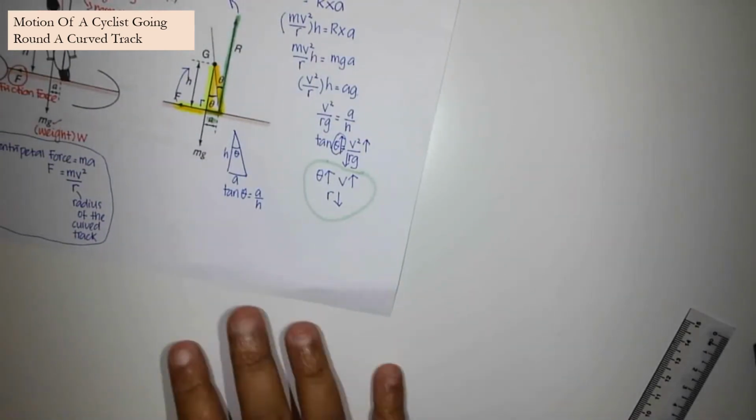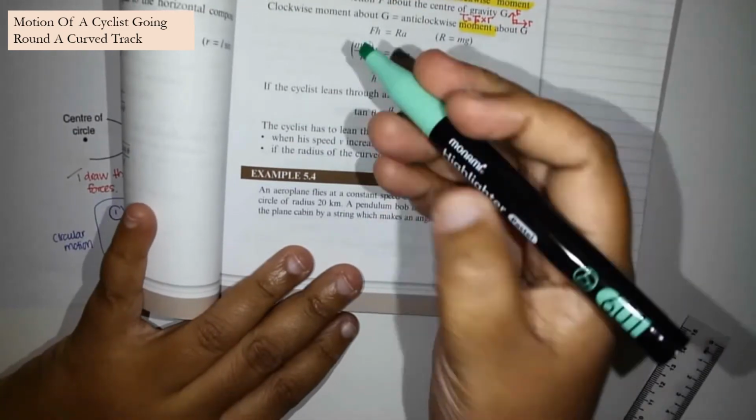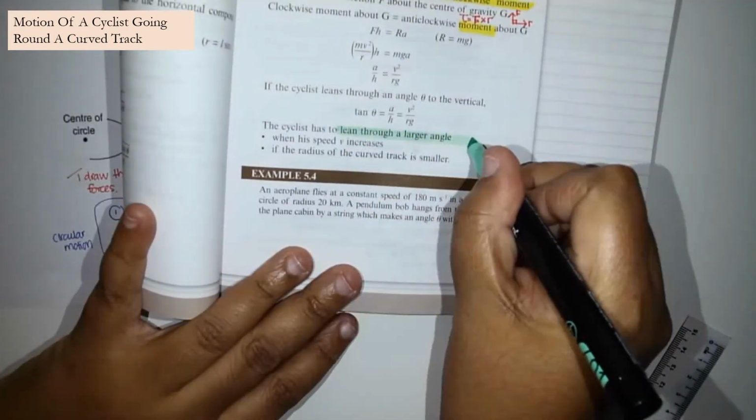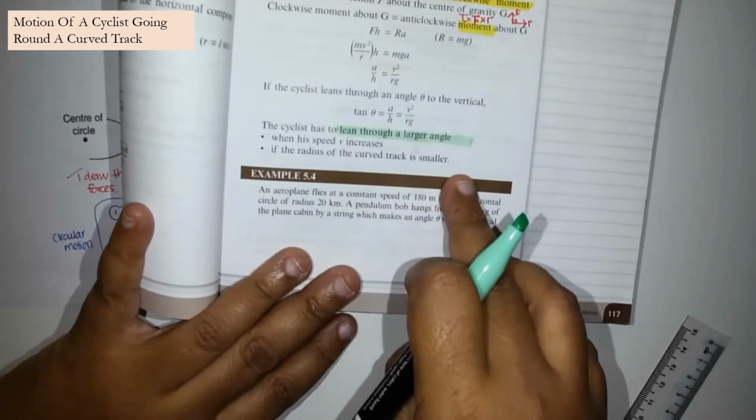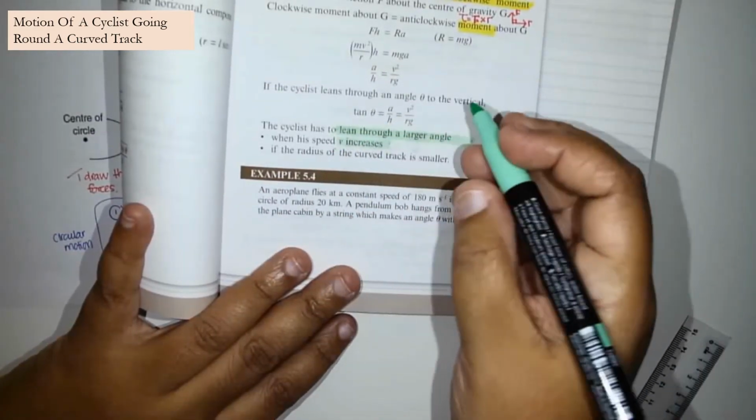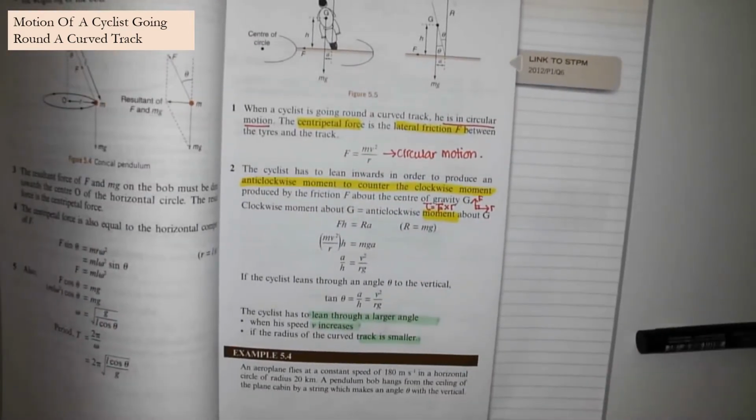If you look at your textbook here, it says the cyclist has to lean through a larger angle when his speed v increases, if the radius of the curved track is smaller. Speed v increases and track is smaller. So if you see in this page, class, there are two concepts here.